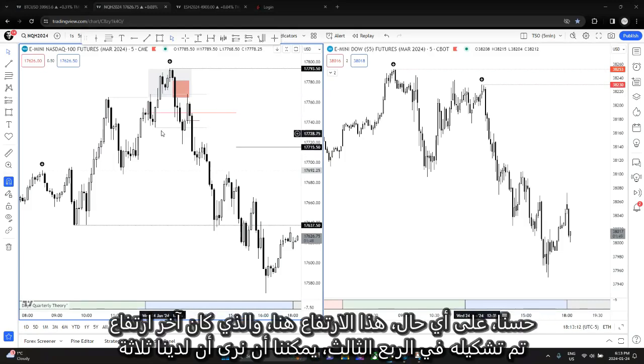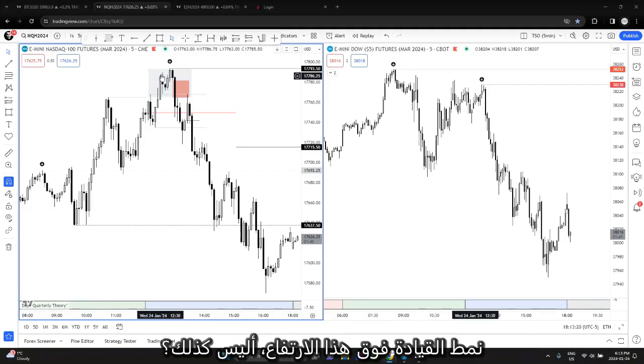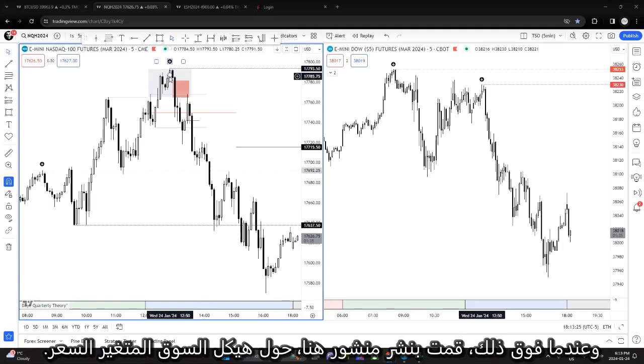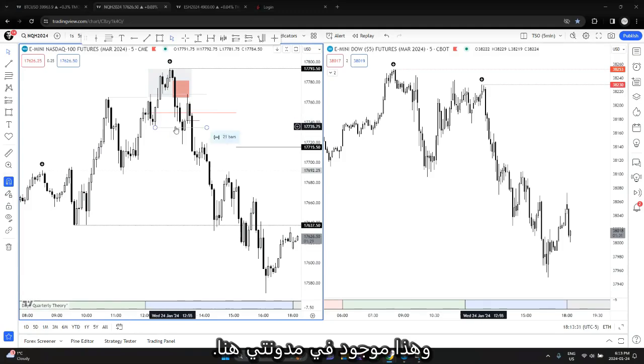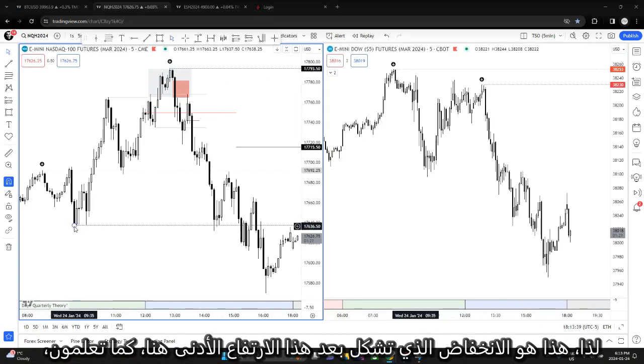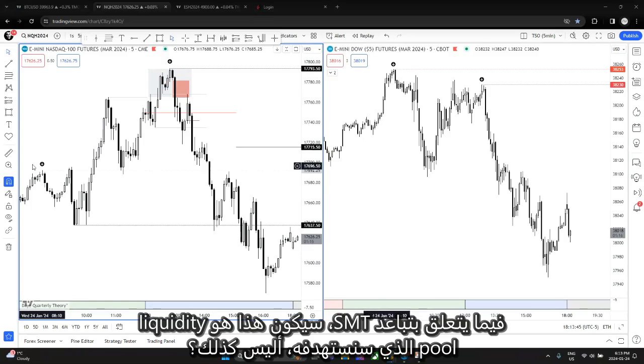Okay, so anyways, this high right here, which was the last high that formed in Q3, we can see that we had a 3 drive pattern above this high, right? 1, 2, 3. Price went above that. I made a post here. Price shifted market structure. This is a micro shift right here, right? Price traded back up while we're in premium, right? So the low which formed after this lower high, in regards to the SMT divergence, would be the liquidity pool that we'll be aiming for, right?